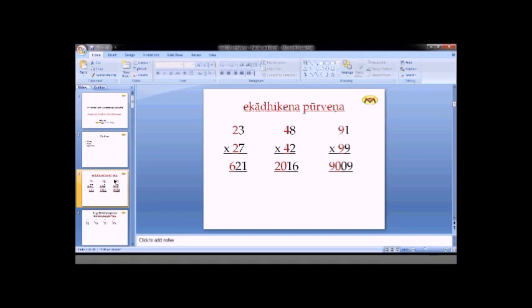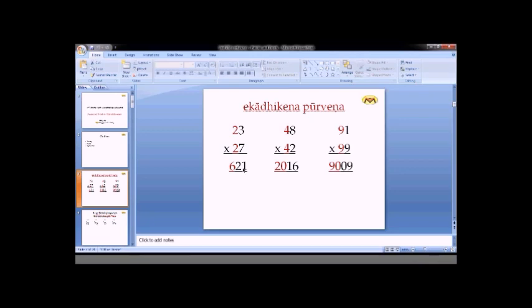So here is just a small slide of Ekadhikena Purvena. I'm assuming that everybody knows this technique, but just in case anybody is not introduced to Vedic math, I'll just explain this. Here we are multiplying two two-digit numbers, 23 times 27, let's say, and the condition for using Ekadhikena Purvena is that the units place digits should add up to 10. Like here, this 3 and 7 should add up to 10, and these 2's, that is the tens place digits, or even if it's a 3-digit number, whatever is the remaining part, those two parts should be the same.